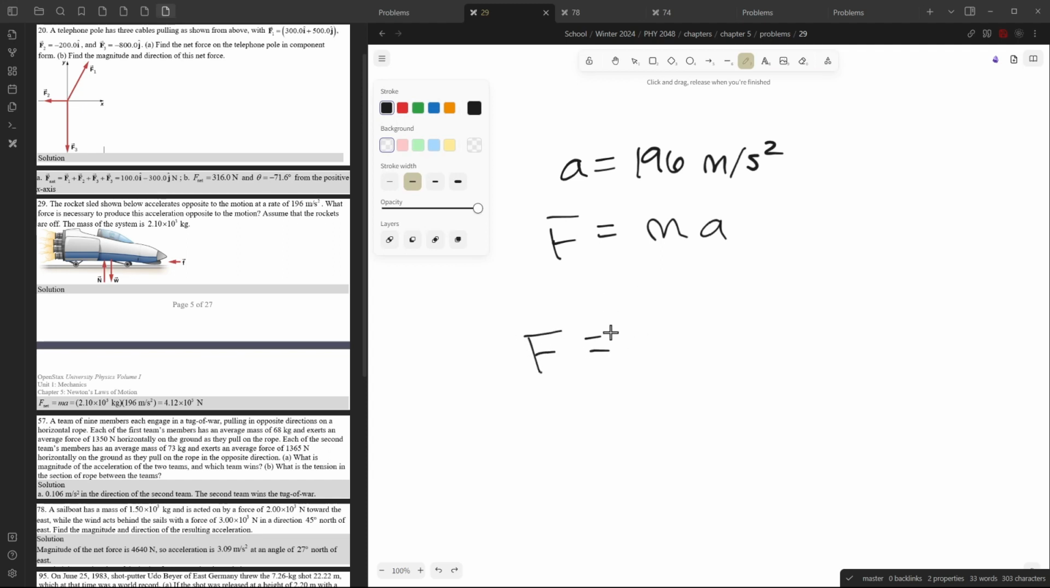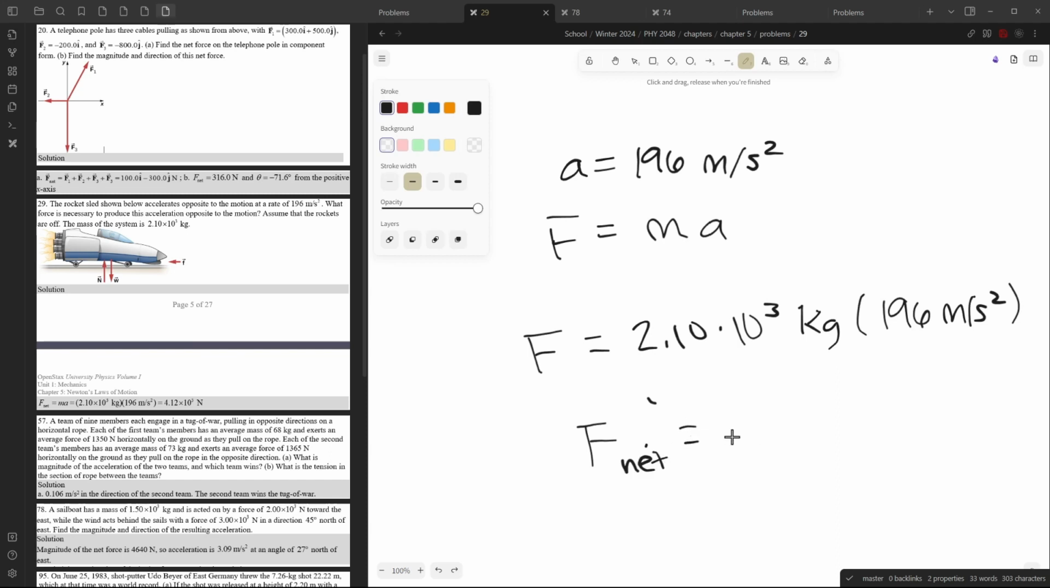So chapter 5 is really easy. Oh my goodness. 2.1 times 10 to the 3 kilograms, 196 meters per second squared. Alright. So F net equals 4.12 times 10 to the 5 newtons.